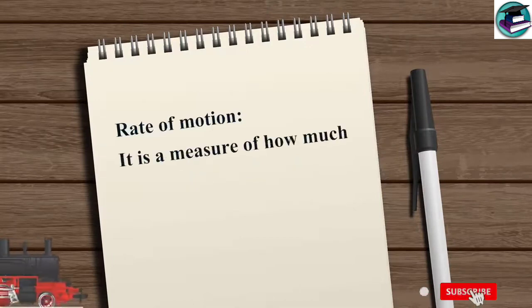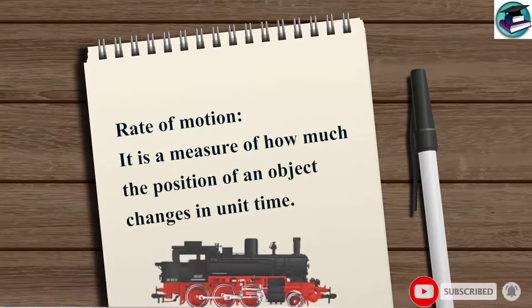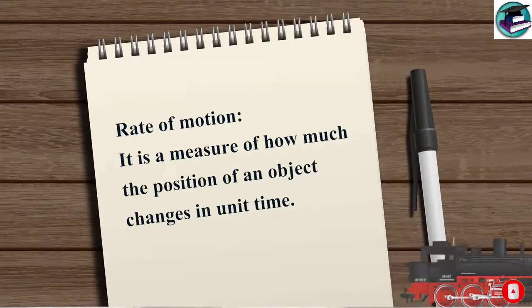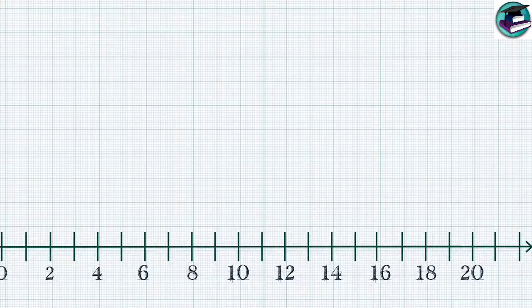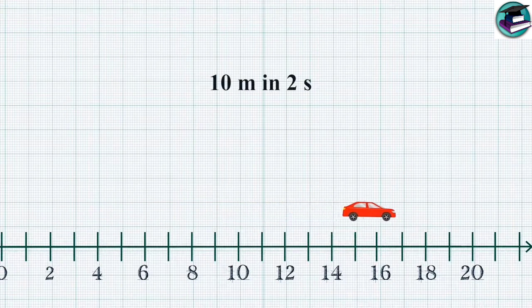Let's first understand what we mean by rate of motion. It is a measure of how much the position of an object changes in unit time. For example, consider a car in motion starts from the origin. After 2 seconds, it reaches the position 10 meters away. In the next 2 seconds, it covers again 10 meters. We can observe that as time passes, its position changes. The change in the position is 10 meters in 2 seconds of the time interval.